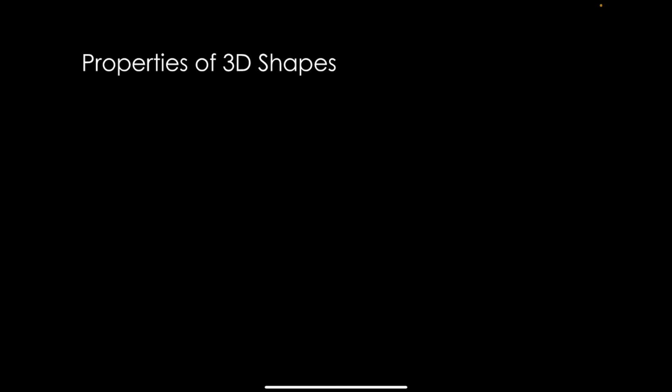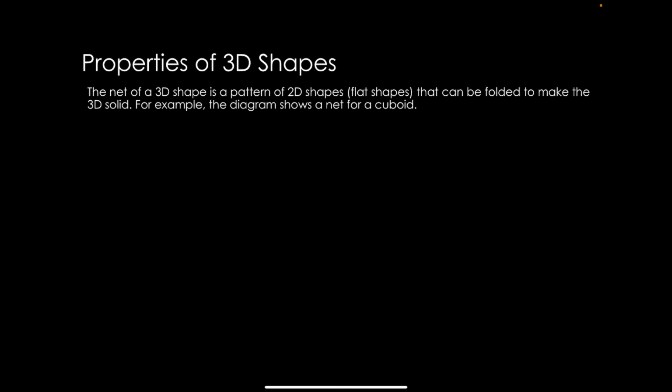Now then, we also need to know about nets. So the net of a 3D shape is a pattern of 2D shapes or flat shapes that can be folded to make a 3D solid.